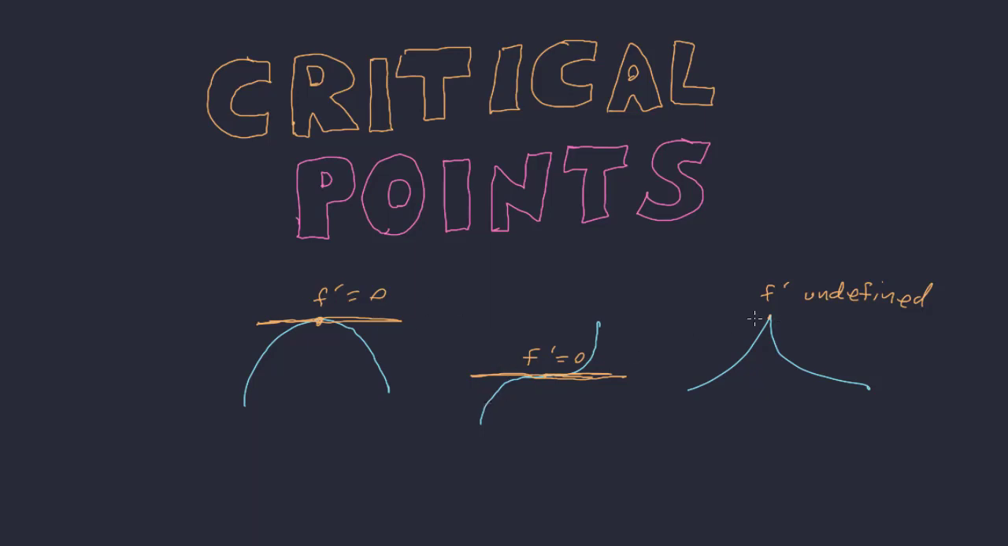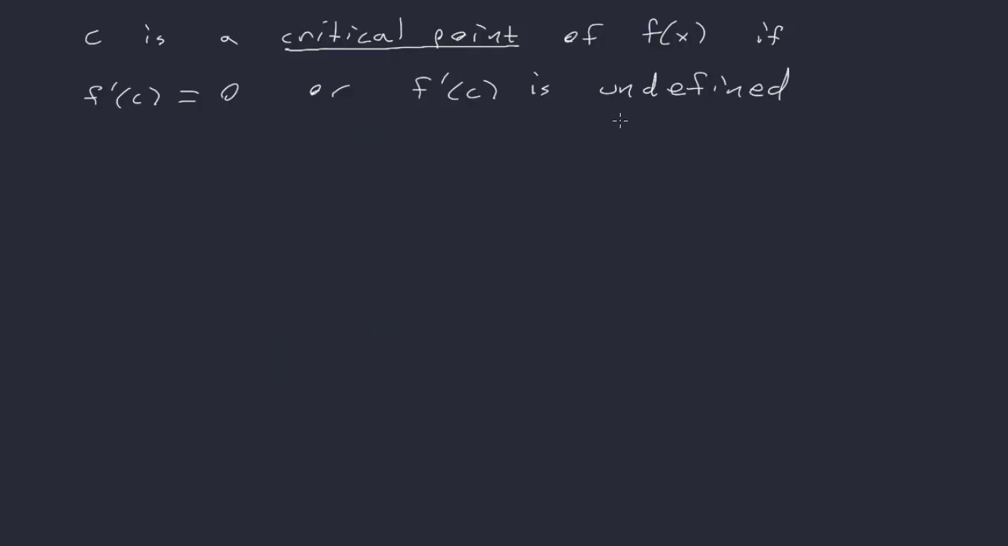Well, all of these situations here are what's called critical points. Okay? Critical points are essentially where you might have a turning point, where the derivative is 0 or undefined. Okay, so specifically c is a critical point of f of x if f prime of c equals 0 or f prime of c is undefined.